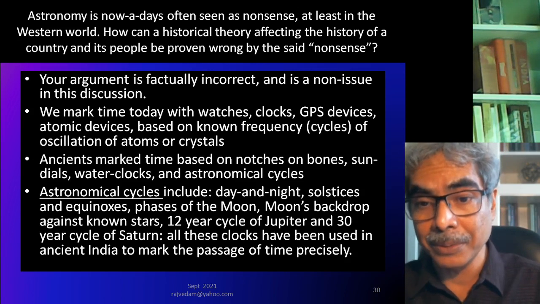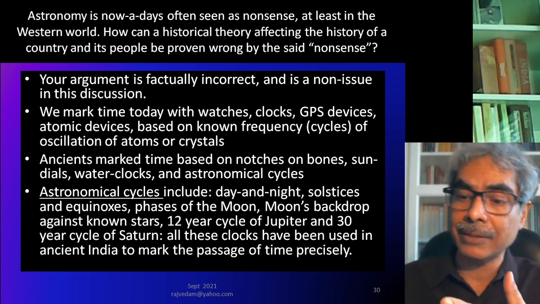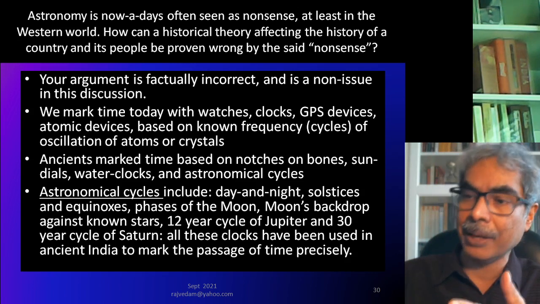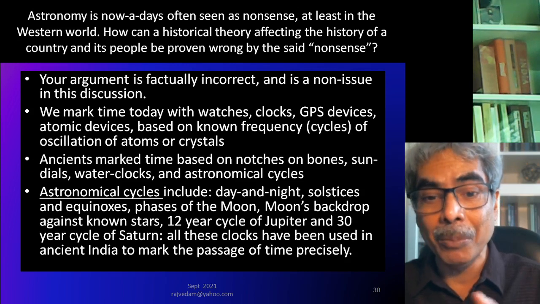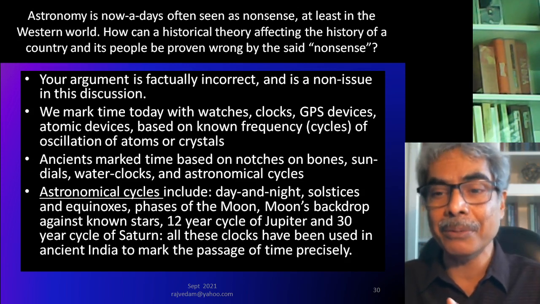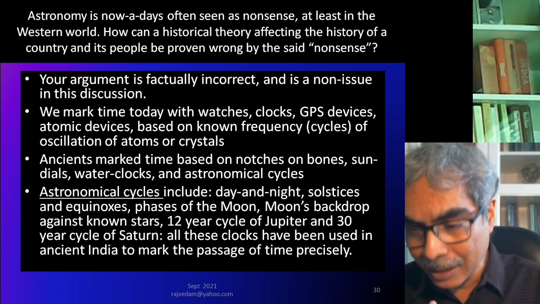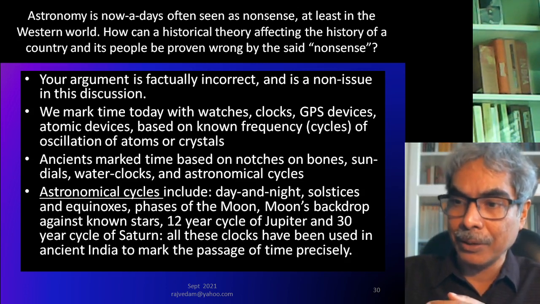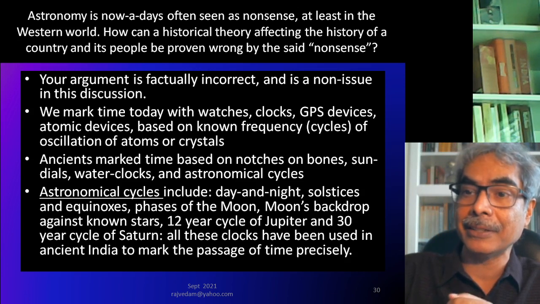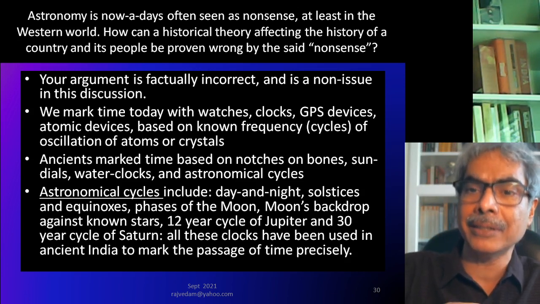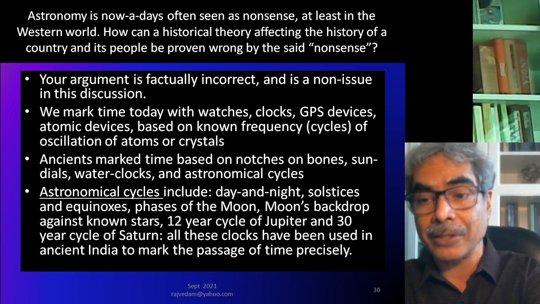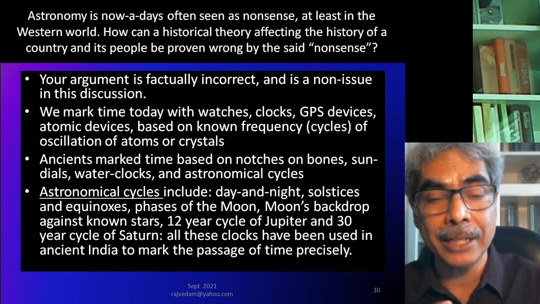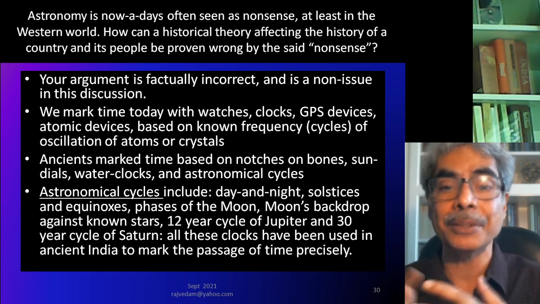The phases of the moon, by measuring the time it takes for the moon to go from new moon to full moon and back to new moon, you could estimate something called the synodic month, and the moon's backdrop against known backdrop of the stars. So even that, when the moon goes through its passage, every day it rises in the east a little later than the previous day, and therefore it appears against a different backdrop of the stars. How long does it take for the moon to come back to the same backdrop of the stars? It takes approximately 27.3 days, and the ancients knew that.